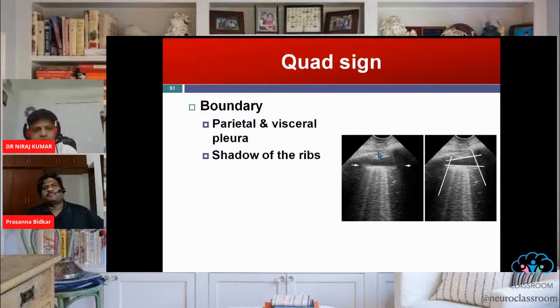So it is surrounded by the parietal and visceral pleura in the superior and inferior part, and in the upper part is the upper rib and its shadow. In the lower part, it's the lower rib and its shadow. So sometimes it gives a quad sign, meaning quadrangular sign. You can see here.